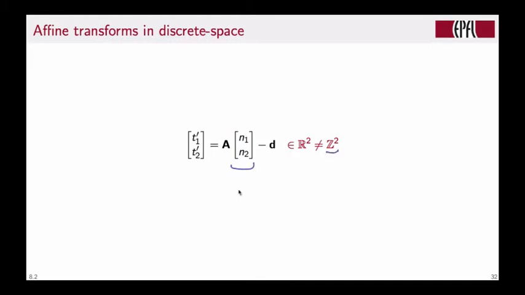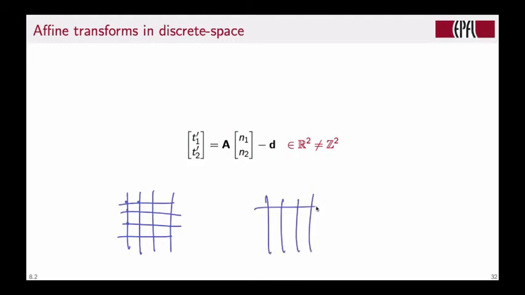The affine transform, on the other hand, maps these original coordinates onto a point in R2, which means that the new pair of coordinates can lie anywhere on the plane, and in particular, it will most likely lie in between integer pixel coordinates. To understand the situation better, if this is the regular grid of pixels in Z2, and this is the result of the affine transformation, we would like each point here on this grid to be mapped to a point on this grid here.